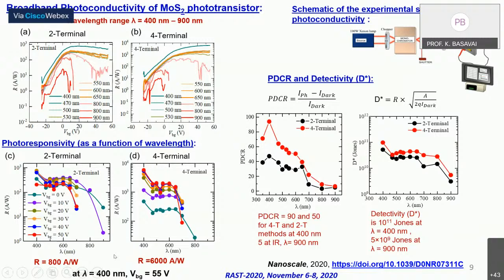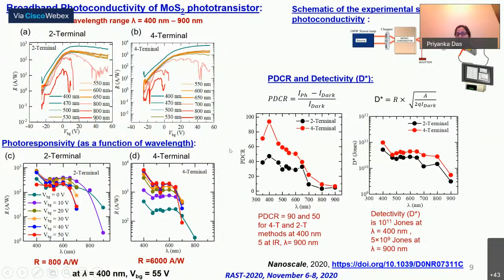So when it finally approaches the IR region, that is above 700 nanometers, you can see from the figures clearly that responsivity sharply decreases in the IR region. And this is due to the very weak absorption of few-layer MoS2 due to its indirect band gap.